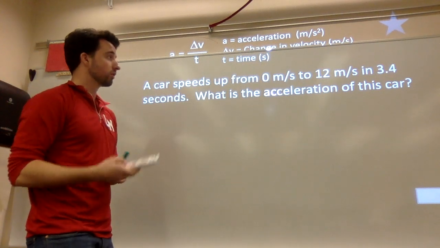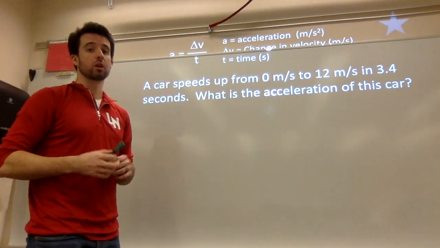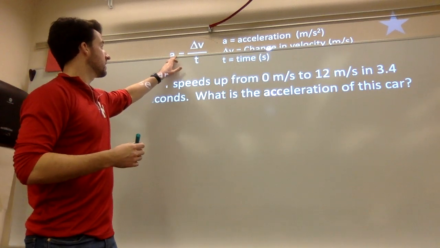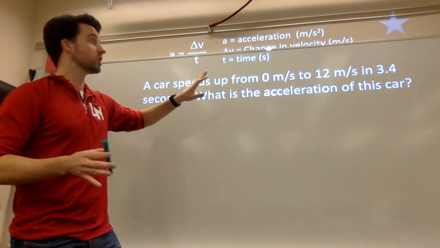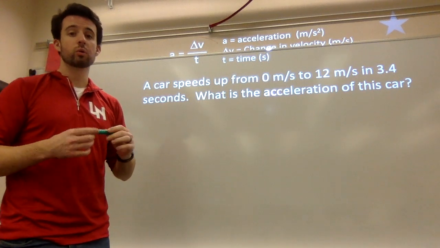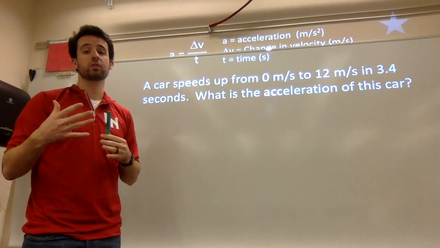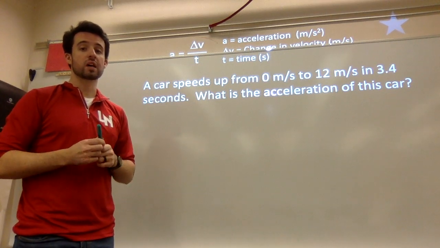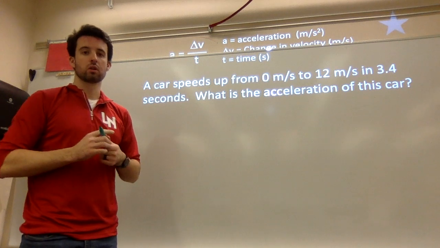So, first thing we need to know about acceleration is the formula. The formula here is A is delta V, delta meaning change in velocity, divided by time. That's our formula that we're going to be working with. So we'll probably be given two different velocities, a start and a finish, and then we'll be given a time, and we're going to have to figure out what acceleration is.